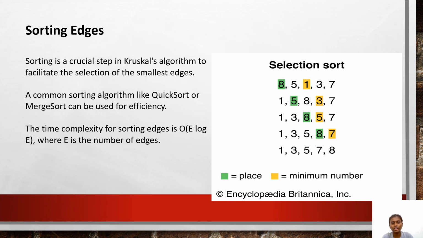Sorting edges. Edge sorting is a technique used in advantage gambling where a player determines whether face-down playing cards are likely to be low or high at casino table games. Sorting is a crucial step in Kruskal algorithm to facilitate the selection of the smallest edges. A common sorting algorithm like quicksort or merge sort can be used for efficiency. The time complexity for sorting edges is O(E log E), where E is the number of edges.